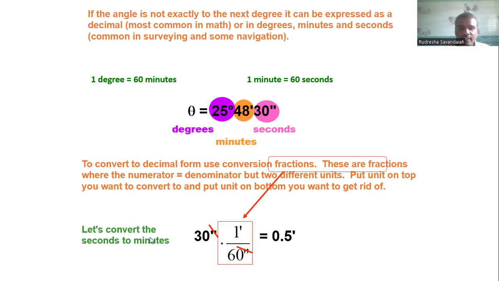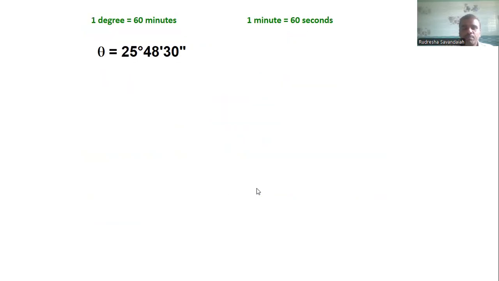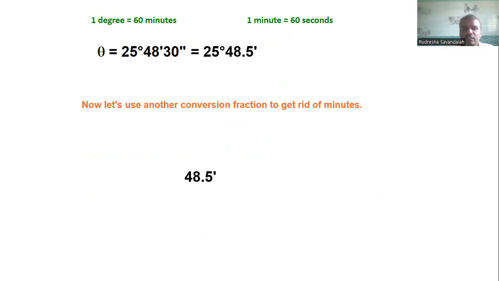See here, let's convert the 2 minutes 30 degrees 30 seconds, 1 minute by 60. Again, you have 30 seconds divided by 60 seconds, that will be 0.5 minutes. See here, 25 degrees 48 seconds and minutes. Let's convert using the conversion fraction.